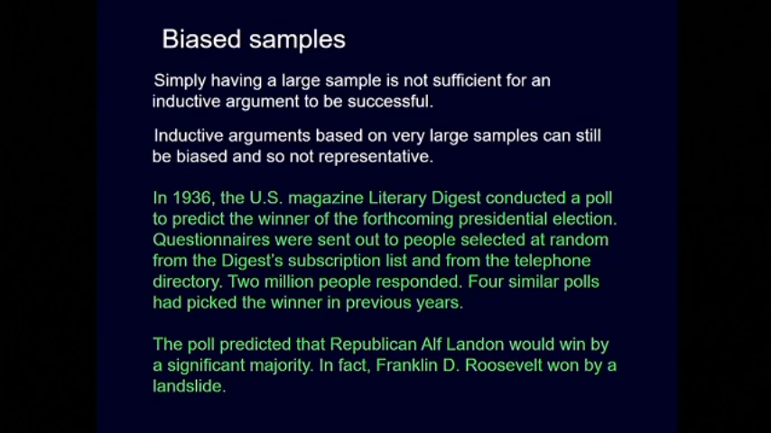Where did they get their poll from? Well, it was from people who had a subscription to the magazine, and they also randomly selected people from the phone book. So it's a bit of random selection, right? Their results were completely wrong. They predicted that this guy, who I'm sure you've never heard of, Alf Landon, would win by a significant majority. And in fact, the person that you have heard of, probably Roosevelt, won by a landslide. So this sample was huge. The problem was it was biased.